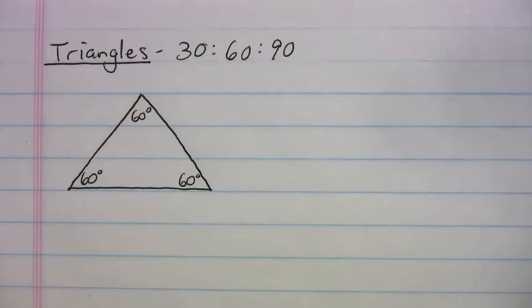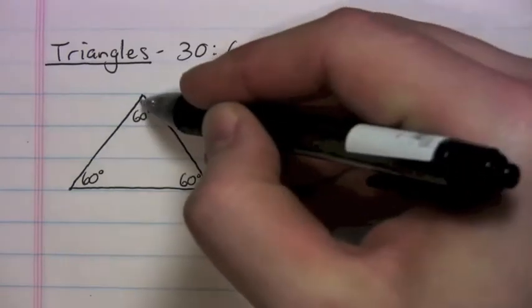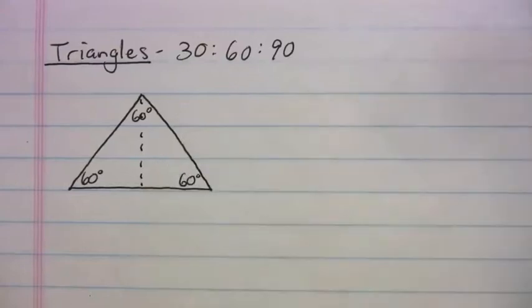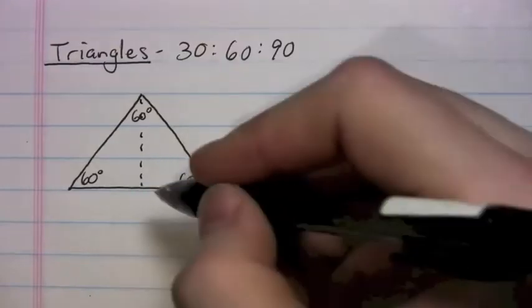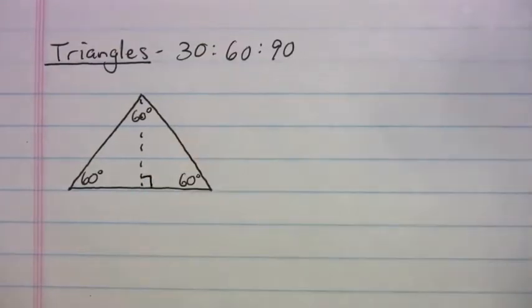How do you know when you get a 30, 60, 90? How can you recognize it? And I'd say one situation that's kind of common is when you have an equilateral triangle. So I drew an equilateral triangle on the page here, and what happens is if you drop a height from the top there, from that 60 degrees, you get a 90 degrees there.